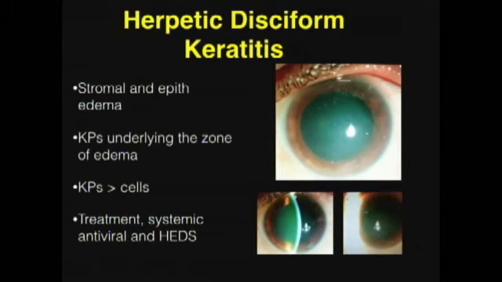Do we have to treat disciform keratitis? Yes. Why? Because this will decrease the recurrence rate, and this will decrease the long-term damage to the endothelium and decompensated cornea. One thing which is very important when you are evaluating a patient with disciform keratitis is that the KPs are out of proportion to the cells.